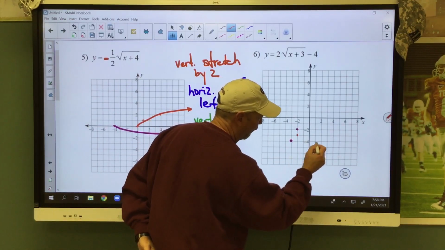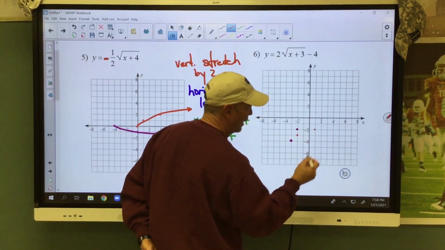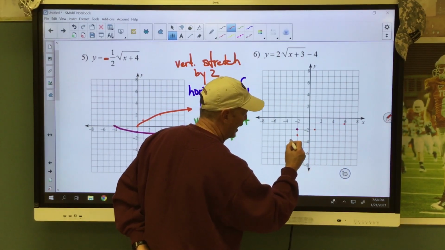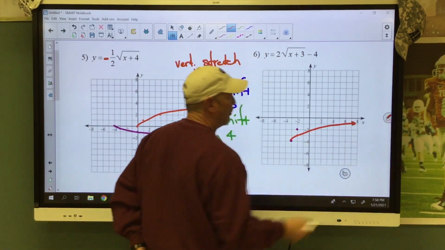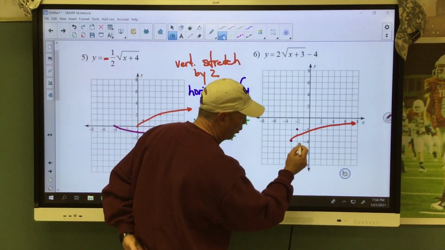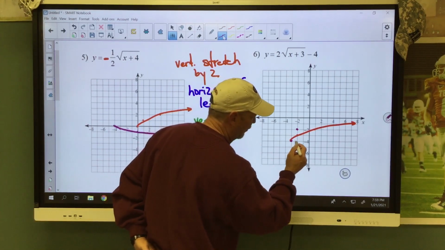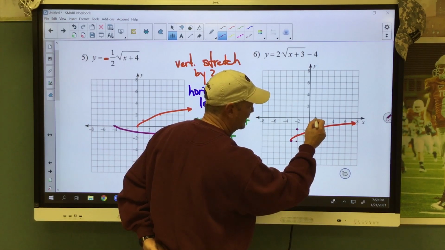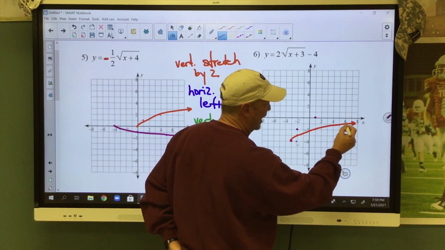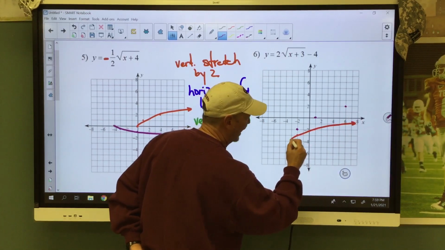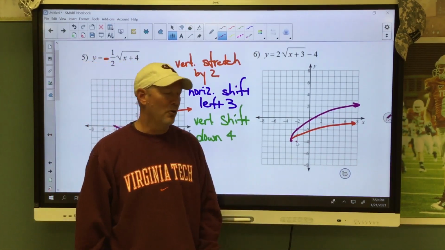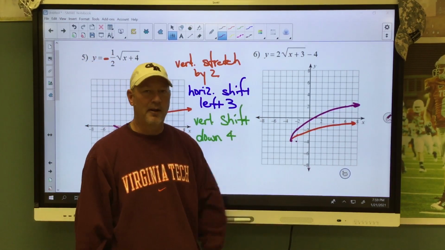Let's draw your normal pattern: 1, 1, 4, 2, 9, 3. This would be my normal pattern, but we're going to stretch by a factor of 2, so we need to be twice as high. Instead of going 1, we went 2. Instead of being at 9, 3, we're going to be at 9, 6. So actually, this purple graph is the one with the vertical stretch by 2. Okay? So let's look at our purple graph.